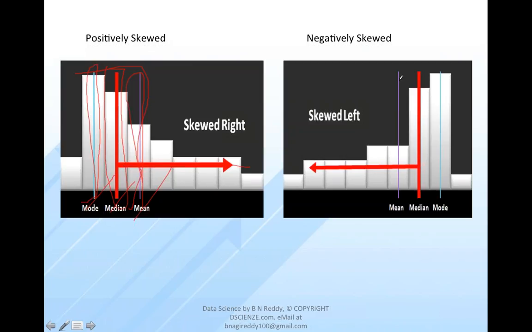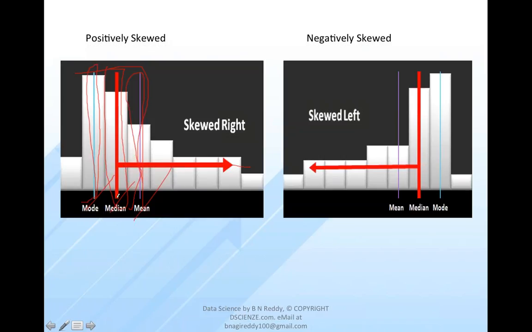Got it. This is negatively skewed. The exact use of negatively skewed or positively skewed is, when I take a data set and draw this kind of bar chart, I will come to know that more values are on the left side of the data set.